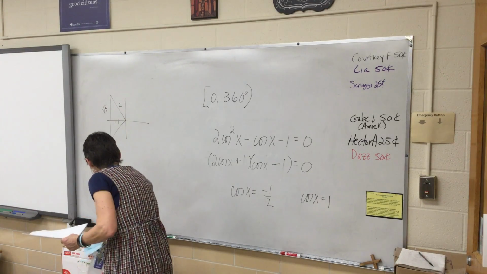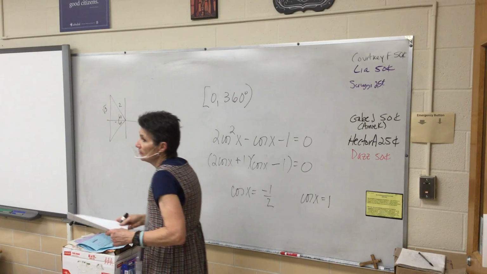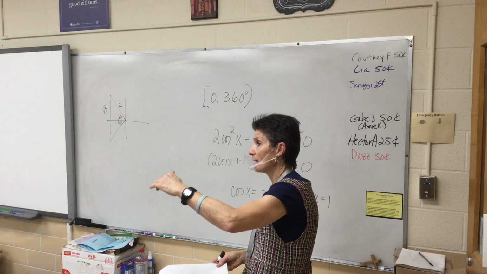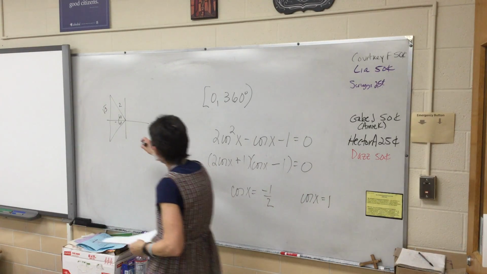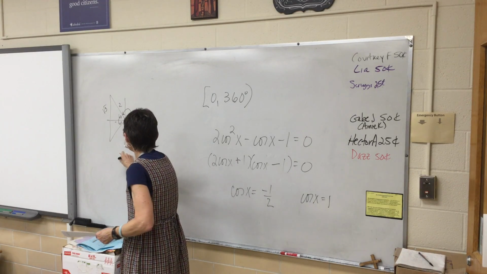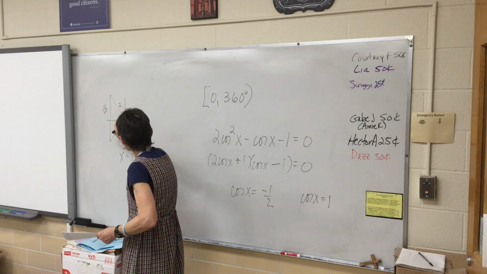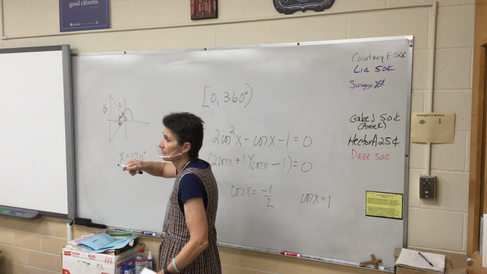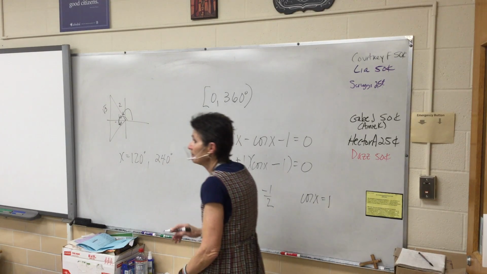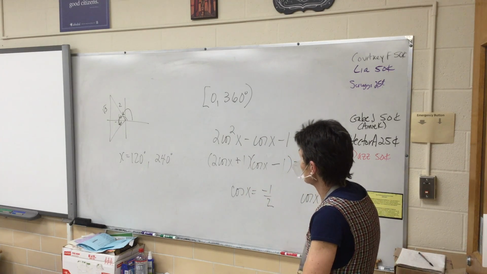Which once again makes my reference angle 60, right? But 60 is not an answer this time. You have a 60 in quadrant 2. So how big is that? 120. And then you have a 60 in quadrant 3, 240. 180 plus 60, 240. So those are the answers for that part.